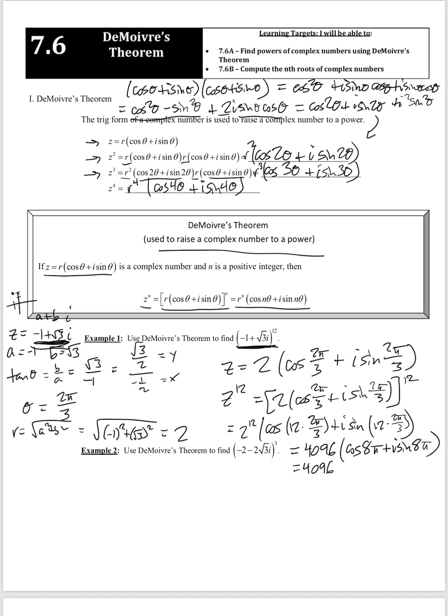So that's 4096 times cosine of 8pi, that's coterminal with 2pi. And the cosine of 2pi is 1. Plus i times the sine of 2pi, which is 0. 0 times i is 0, plus 1 is 1, times 4,096 is 4,096.